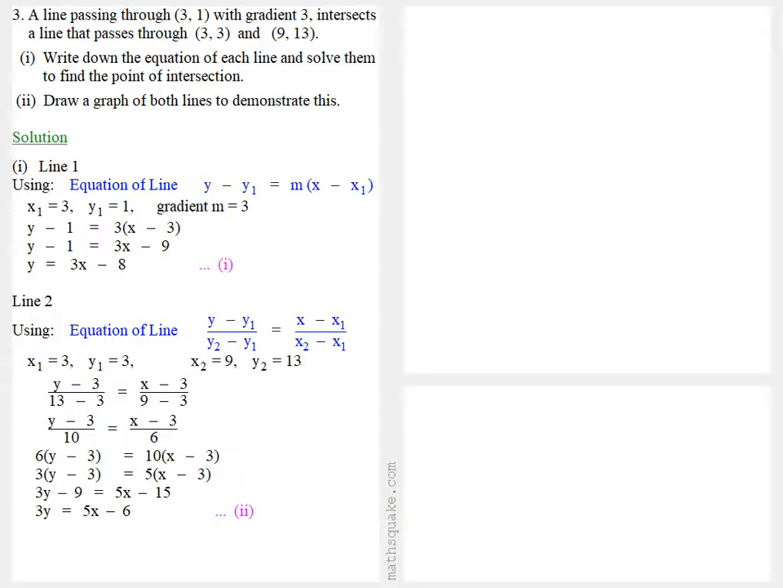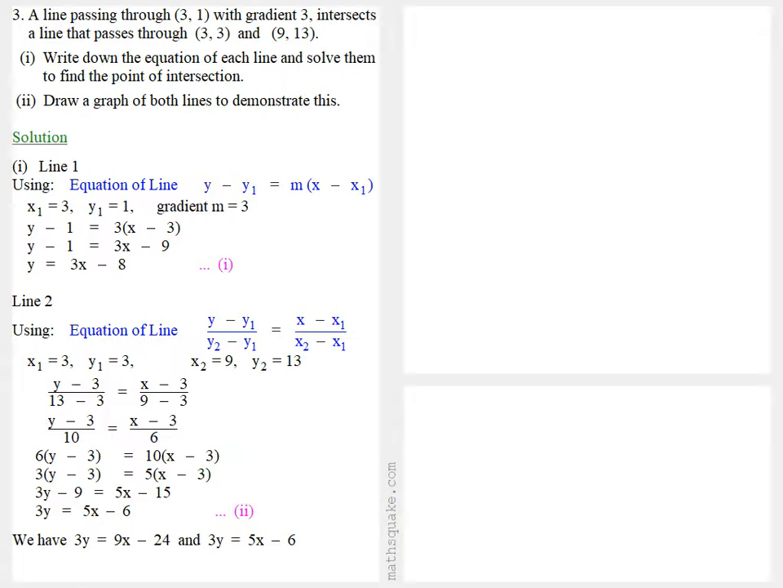Now, we need to solve them. Now, the first equation is y equals 3x minus 8, and the second equation starts with 3y equals 5x minus 6. So if we triple the first equation, we have 3y equals 9x minus 24, and also 3y equals 5x minus 6. Now both of them have 3y on the left-hand side, so we can equate the right-hand sides. So 9x minus 24 equals 5x minus 6.